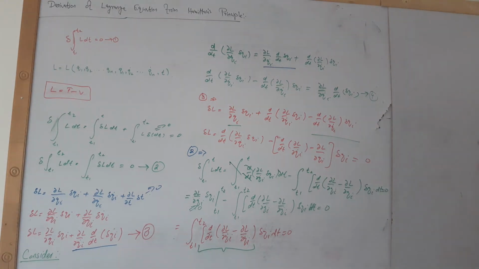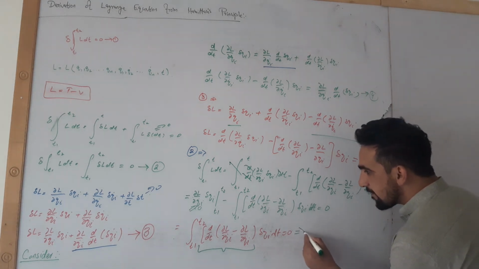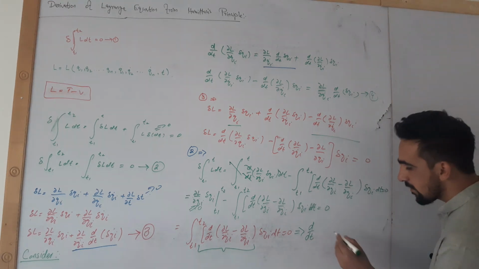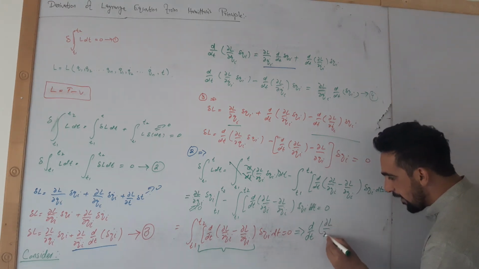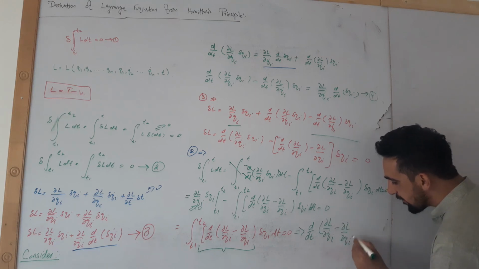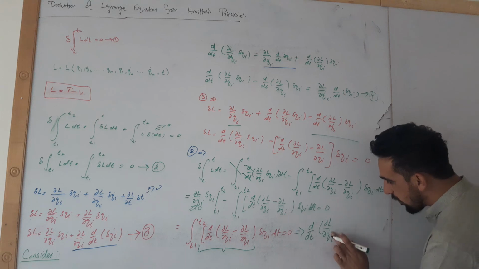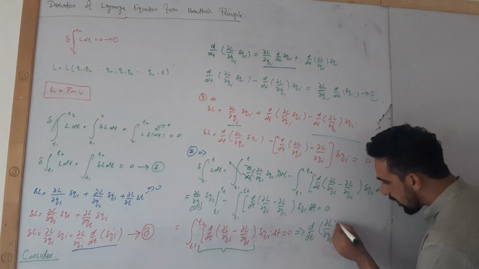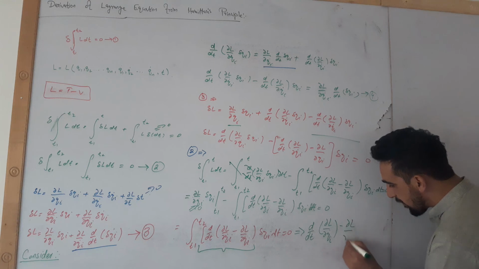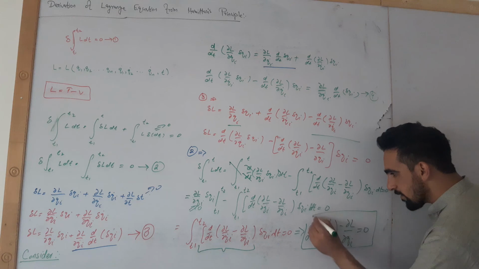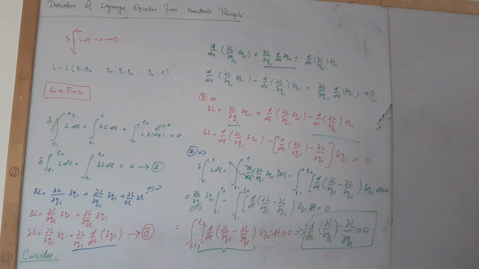So if this condition holds true, then d by dt of partial L by partial qi dot minus partial L by partial qi is equal to 0. This is the Euler-Lagrange equation.